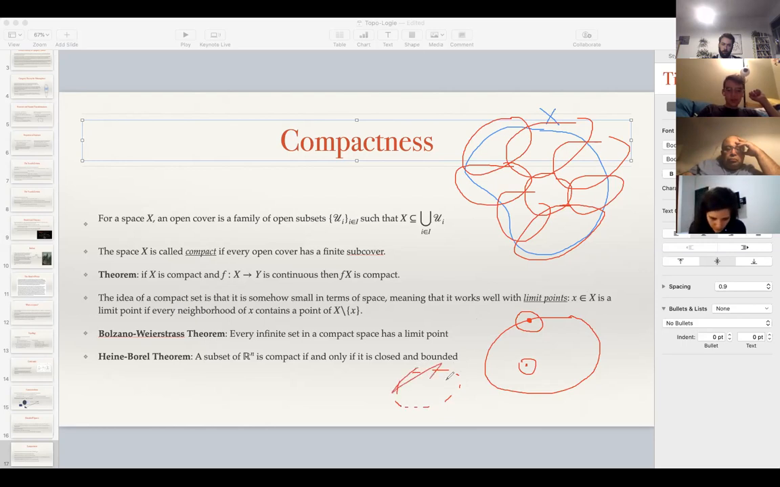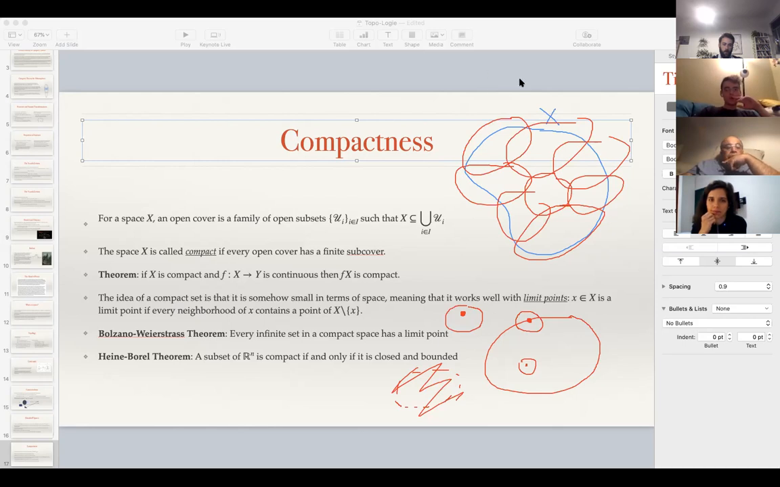Actually, no, that will be a limit point. What will not be a limit point will be if I have a point like out here somewhere, just by itself. This point itself is compact, but it's not a limit point, because if we take an open set with it, it doesn't contain anything else. So a limit point is the idea that if you have a sequence in that space, it can approach it.